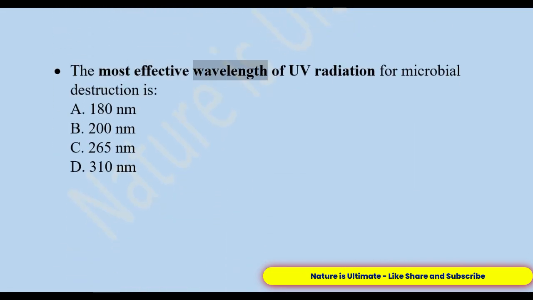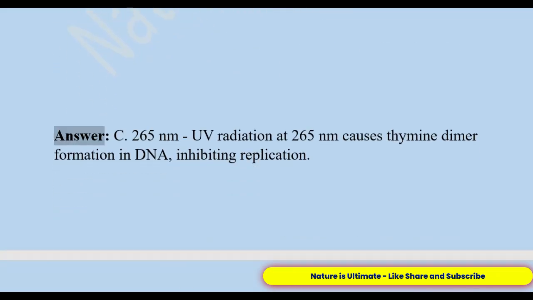The most effective wavelength of UV radiation for microbial destruction is A. 180 nanometers. B. 200 nanometers. C. 265 nanometers. D. 310 nanometers. Answer: C. 265 nanometers. UV radiation at 265 nanometers causes thymine dimer formation in DNA, inhibiting replication.